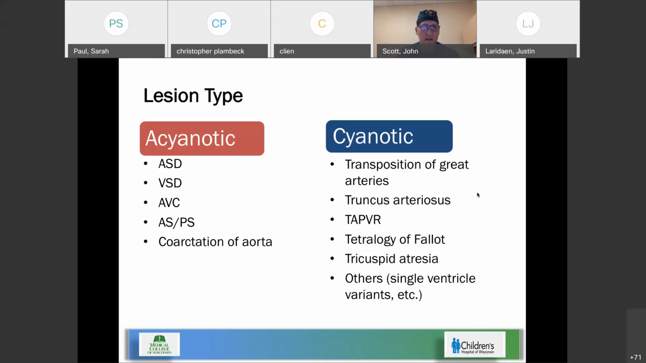These acyanotic lesions are all mixing lesions, and those are listed on the left. So there are your atrial or ventricular septal defects, your AV canals, and then some degree of stenosis of the outflow tract, either aortic stenosis or pulmonic stenosis, and then coarctation of the aorta.